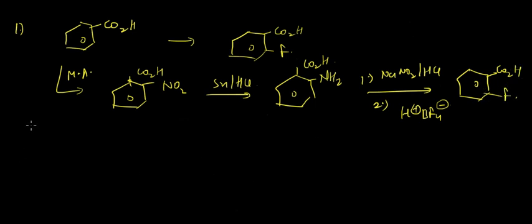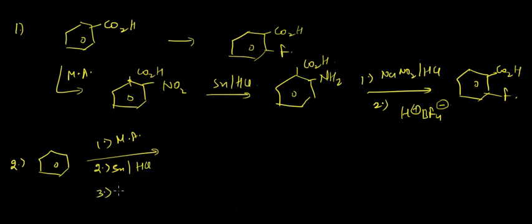Okay, now let's see another example wherein we have a benzene, and in the benzene we are first using mixed acid, then we are using Sn in presence of HCl, and then we are using NaNO2 again in presence of HCl, and fourth we are using KCN. So you have to tell me the product after the reaction completes after the fourth step. Okay, so after the first step we'll be getting something like this product.